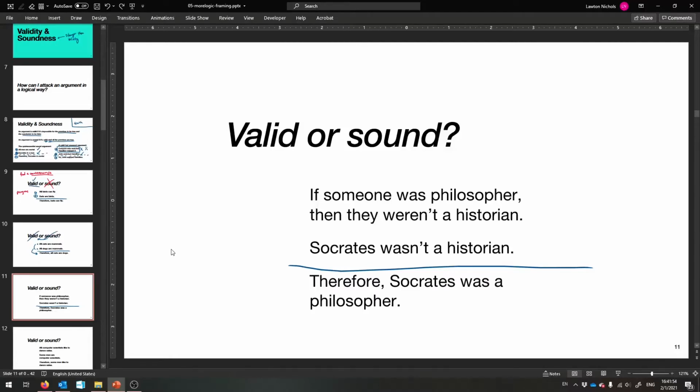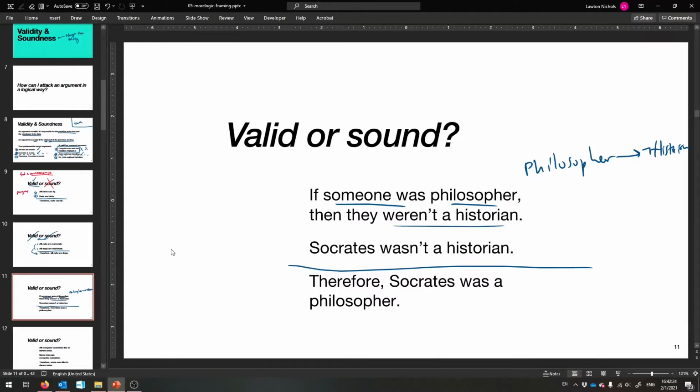So, what's going on here is this first premise is a mouthful, so let's unpack it. If someone was a philosopher, then they weren't a historian. So we can use some logical symbols to make this the case. Like if you knew that somebody was a philosopher, then you knew, if I just introduce this arrow to you, you knew that they were not a historian. Yeah?